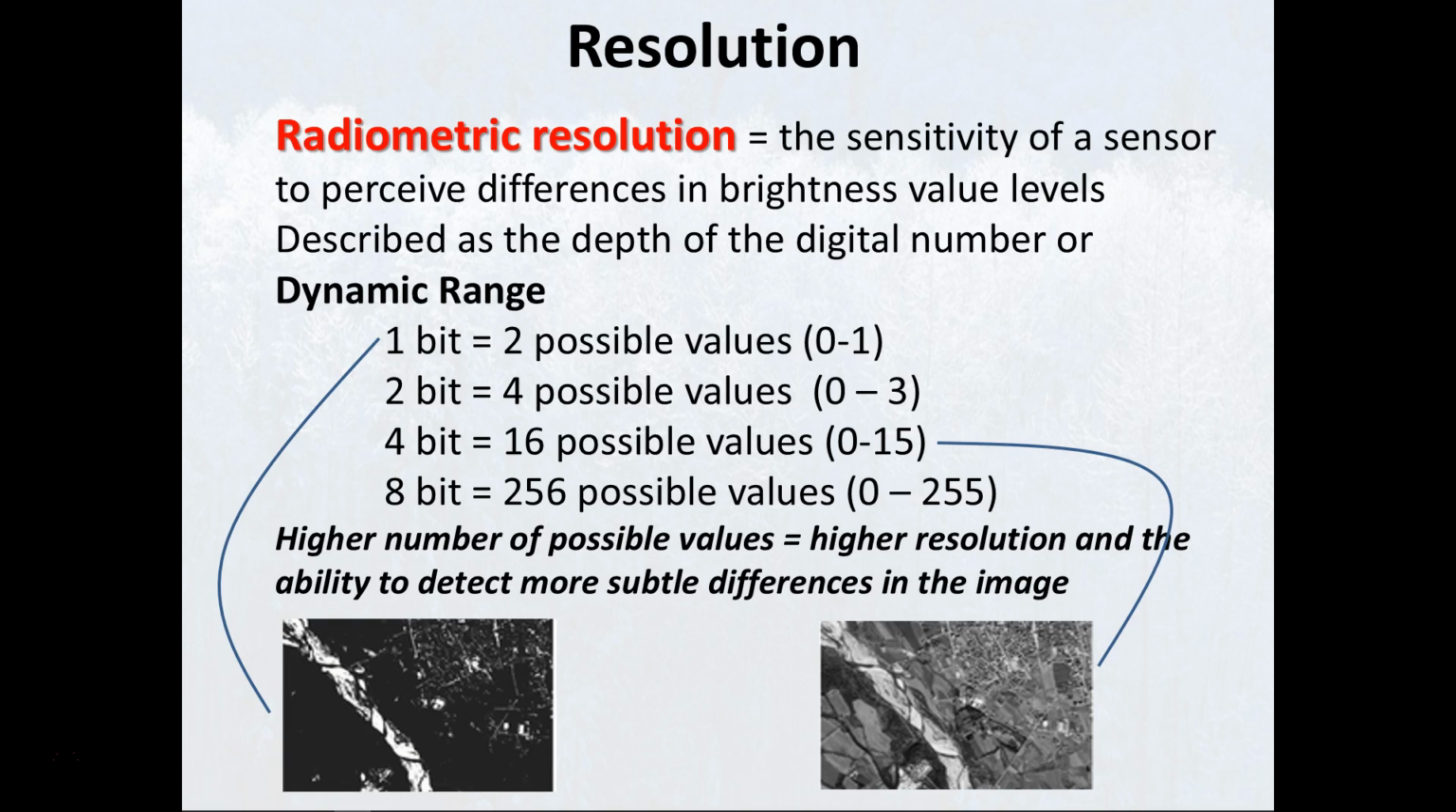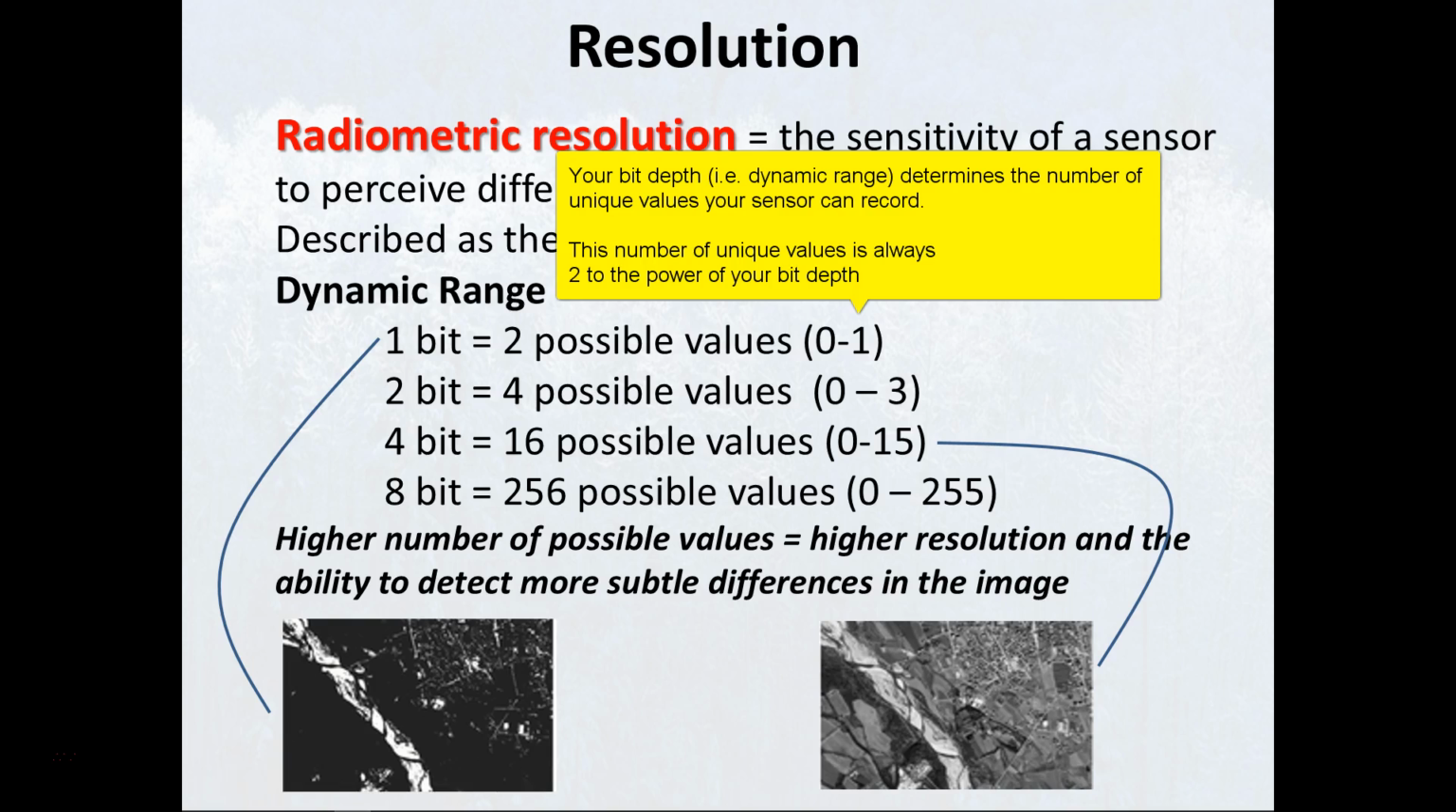Alrighty, now for our third and likely shortest section on resolution, radiometric resolution. So radiometric resolution refers to the sensitivity of a sensor to perceive very slight differences in energy levels or brightness value levels, and is described as the depth of the digital number, which is also known as its dynamic range. Imagery data are always represented as positive digital numbers, which vary from 0 to a selected power of 2. Each bit is a selected power of 2.